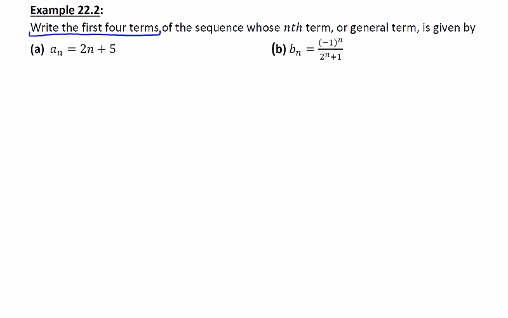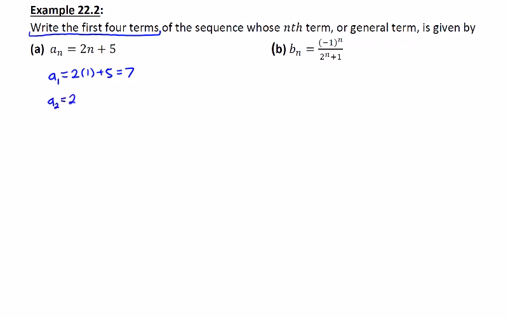Since we're only looking for the first four terms, we're working with a finite sequence here. Let me calculate the first term, A1. We don't necessarily have to go through the table formatting to write out all these terms. Since we're only plugging in natural numbers anyway, the place that we start is the first, so we'll plug in 1. That'll be 2 times 1 plus 5, for a grand total of 7.